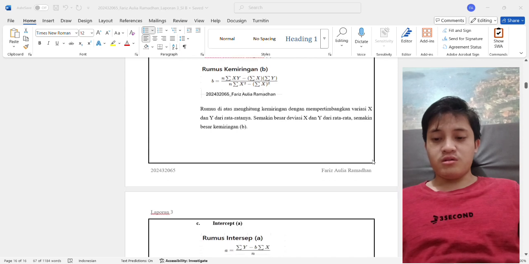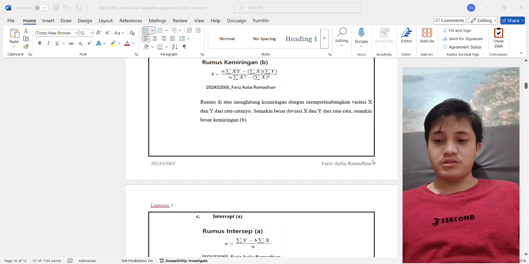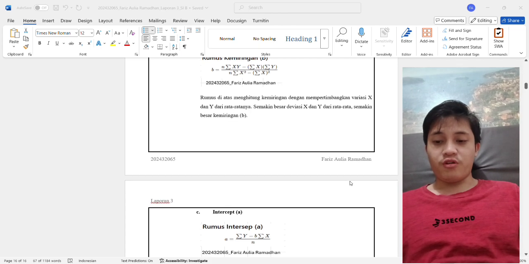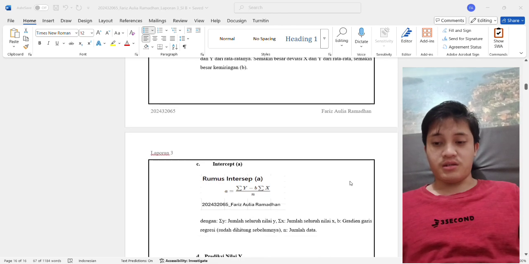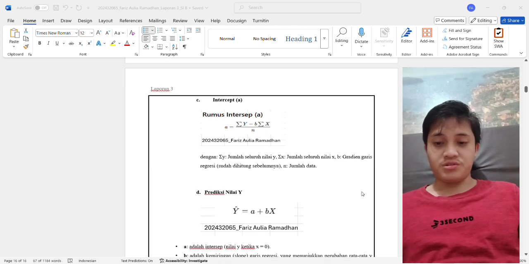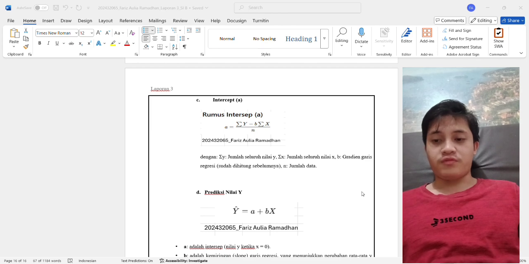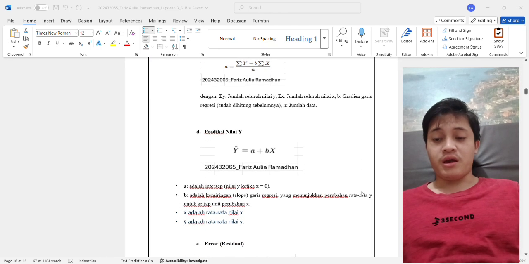B, regression coefficient formula. The formula calculates the slope by considering the variation of x and y from their average. The greater the deviation of x and y from the average, the greater the slope. C, intercept A, with the sum of all y values, the sum of all x values, B the gradient of the regression line previously calculated, and the number of days.